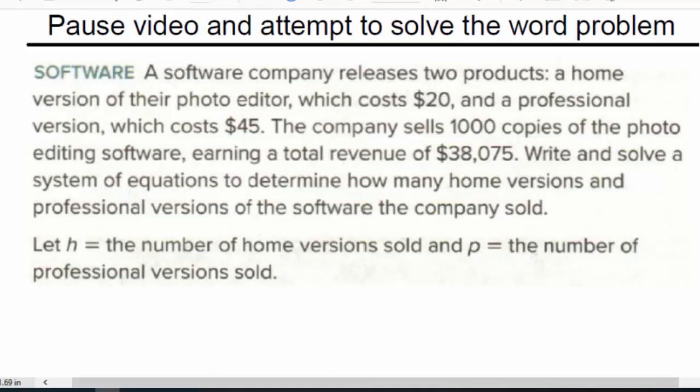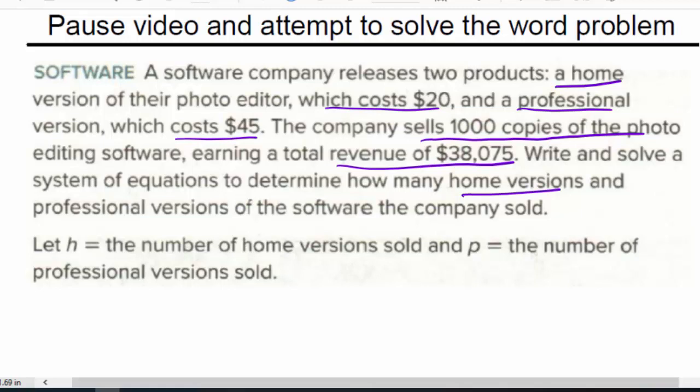Okay, so this one is a software company. They have releases of two products, a home version of their photo editor which costs $20, and a professional version which costs $45. The company sells 1,000 copies of the photo editing software, and they earn a revenue of $38,075. Write and solve a system of equations to determine how many home versions and how many professional versions were sold. Well, they already defined the variables for us.